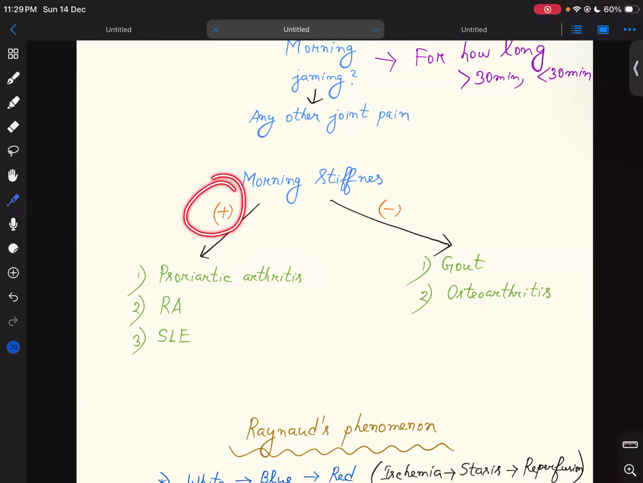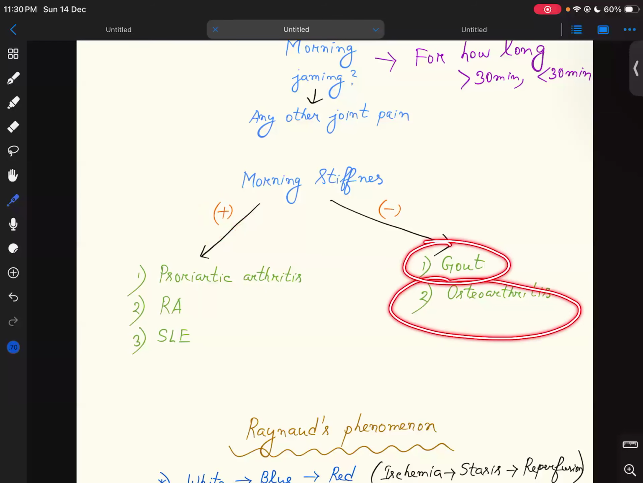for morning stiffness, for joint pain with morning stiffness, that is hand pain with morning stiffness. If there is no morning stiffness, the differential diagnosis will be either gout and osteoarthritis. Up to now, osteoarthritis has come in the PACES exam. Gout has never come up to now.